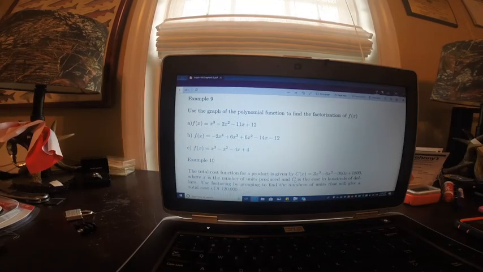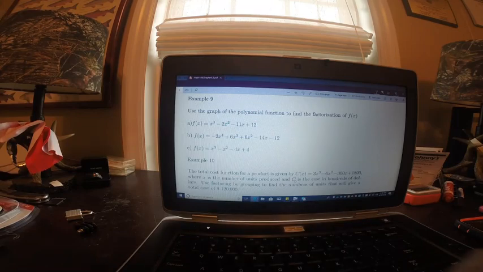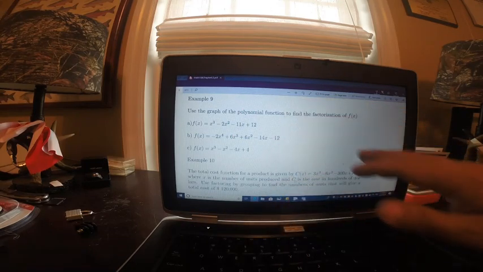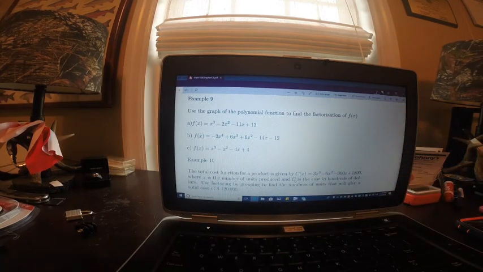Example 9 says use the graph of the polynomial function to find the factorization of f of x. Now, I've got 3 of them here, so these can be kind of complicated. I might have to go back and forth from the calculator to the board, so just hang on tight. We're going to do A first, and I'm going to do the calculator part of A first. So get ready for it.